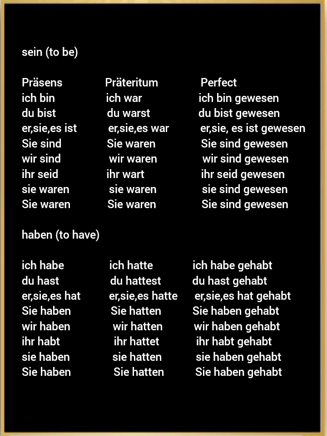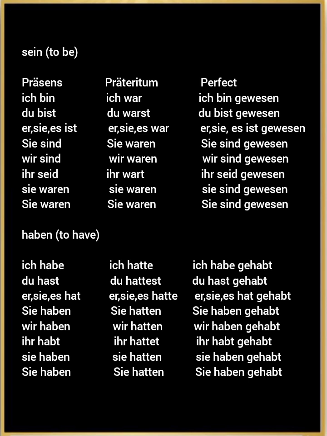In the present tense, the verb sein is: ich bin, I am; du bist, you are; es ist; sie sind; wir sind; ihr seid; sie sind. And then in the past tense, the imperfect: ich war, I was; du warst; es war; Sie waren; wir waren; ihr wart; sie waren. That is the past tense.